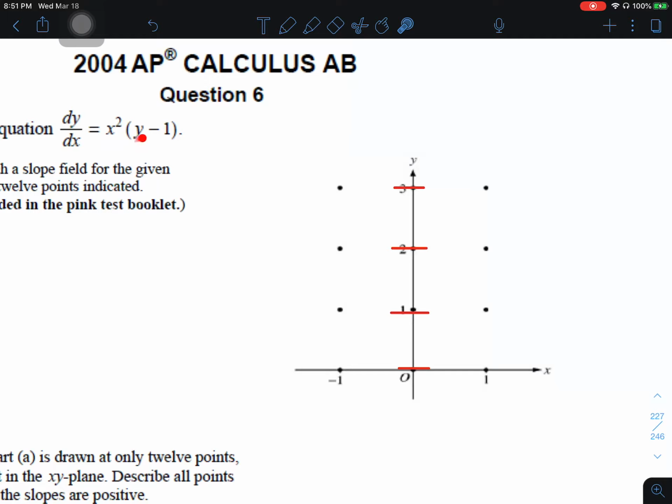This part here, if y is 1, 1 minus 1 is 0. Doesn't matter what x is, 0 times anything is 0. So anytime y is 1, the slope is 0.